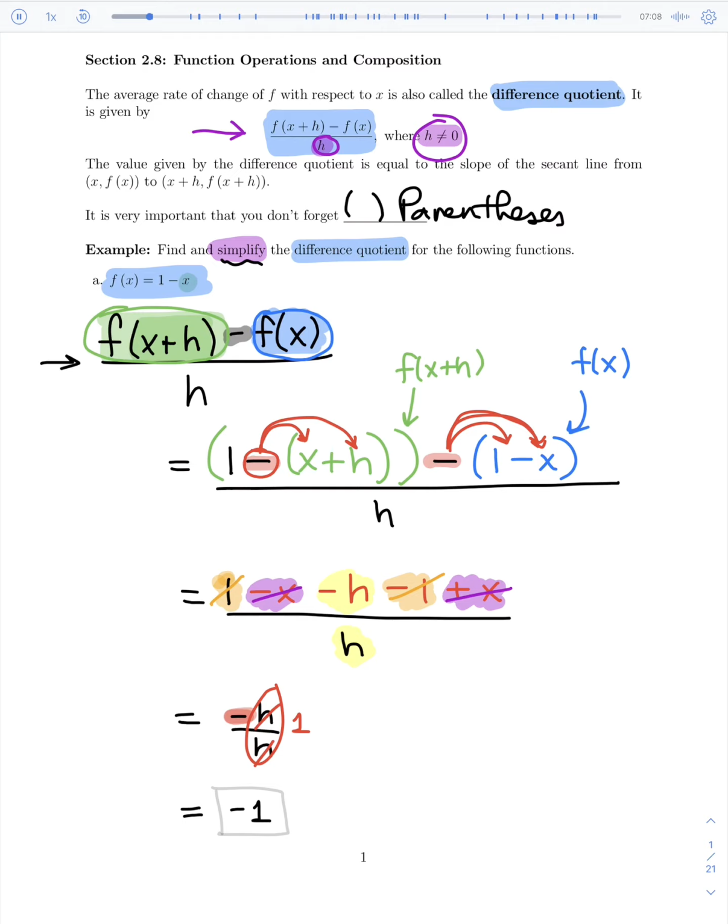And as long as I don't have a solo h in the denominator by itself, I am good, and I don't. So this is completely simplified, and this is our final answer. There's a lot of algebra and a lot of careful work, because if we make one small mistake and forget a set of parentheses, things won't cancel properly, and then we wouldn't get the correct answer. So we need to be very careful with these and only do one thing at a time.